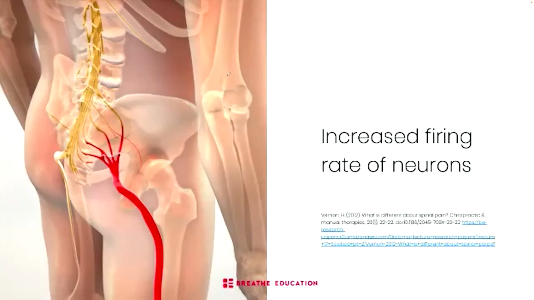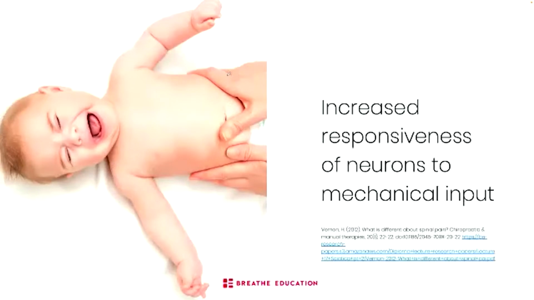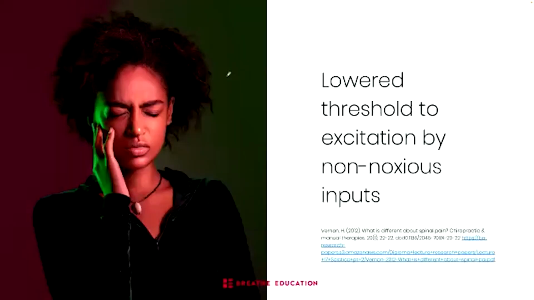All right. So when you get central sensitization, there's lots of physiology that happens. Physiology is like stuff that cells do. So we get increased firing rate of your spinal nerves. We get increased responsiveness of nerves to mechanical stimuli. So something that would normally cause a very small nerve signal causes a very big nerve signal. So something that you would normally perceive as a very gentle touch gets perceived as harmful. Okay. There's also a lower threshold of excitation by non-noxious inputs.